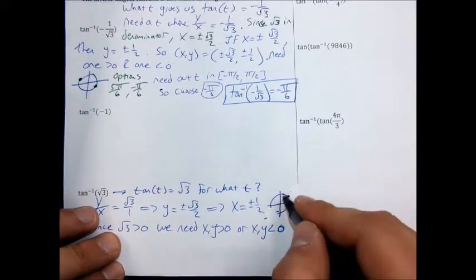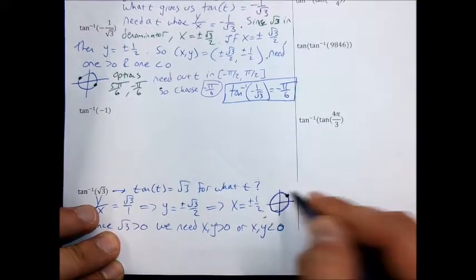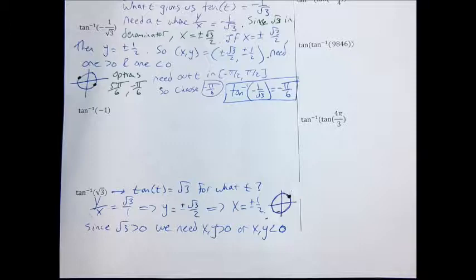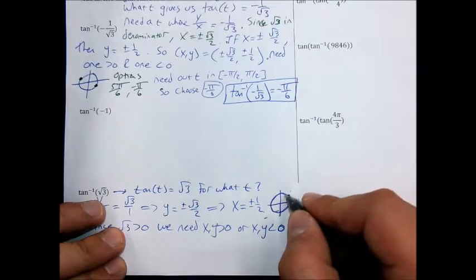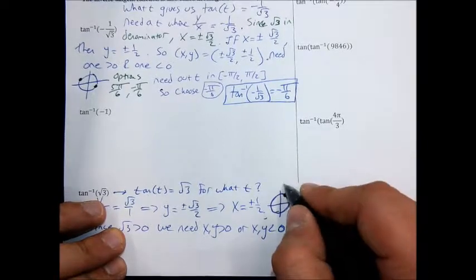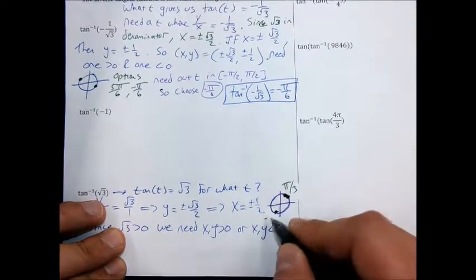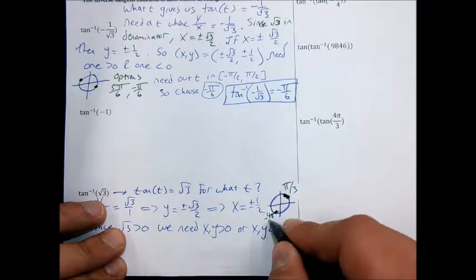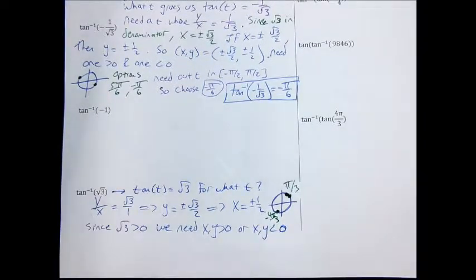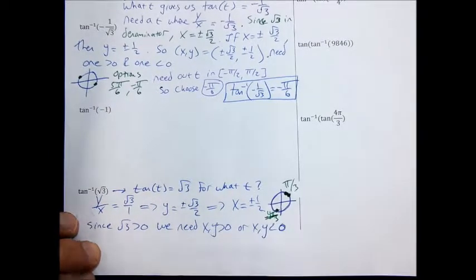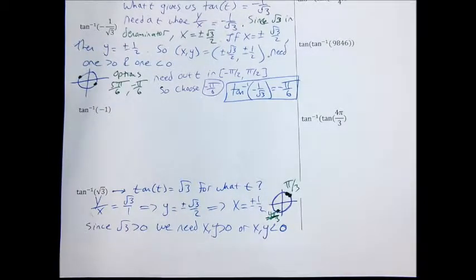Right. And so it'd be the same kind of general areas, but pi over 3 instead of pi over 6. So it'd be a little bit further, so it'd be pi over 3, or 4 pi over 3. Yeah, good catch. That should not be there. Does that make sense?